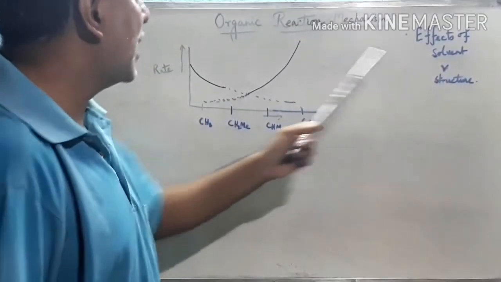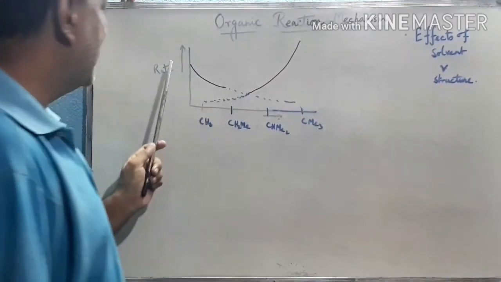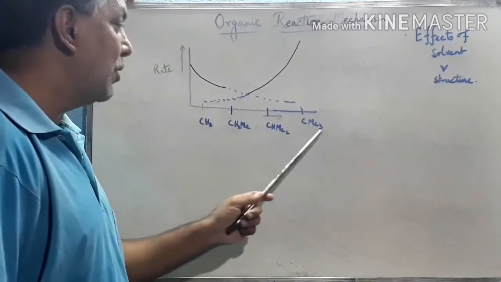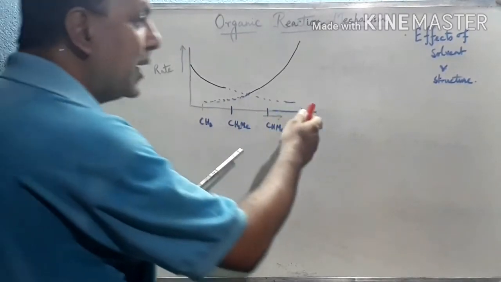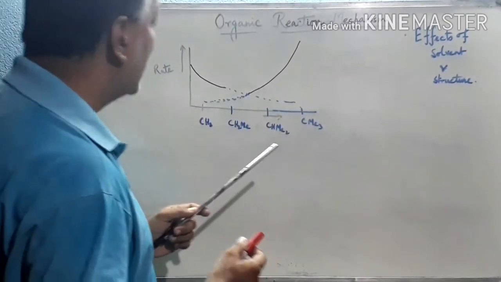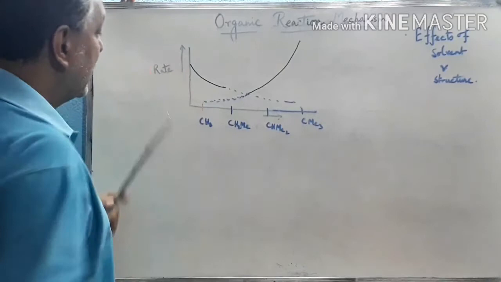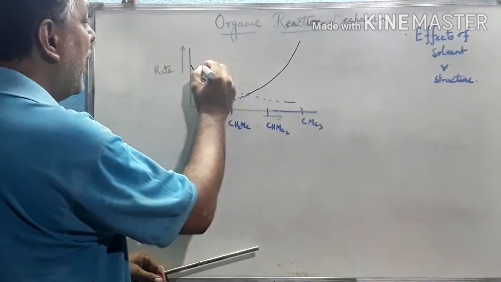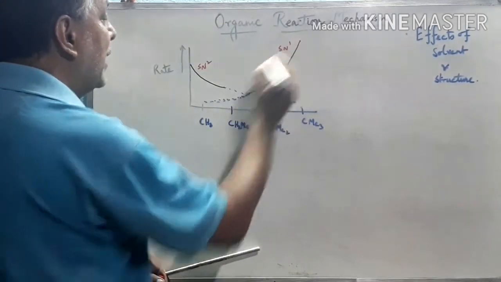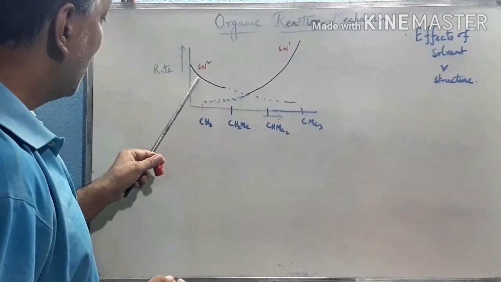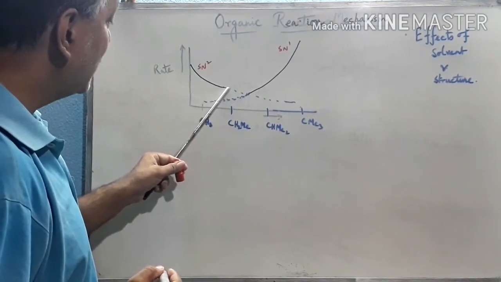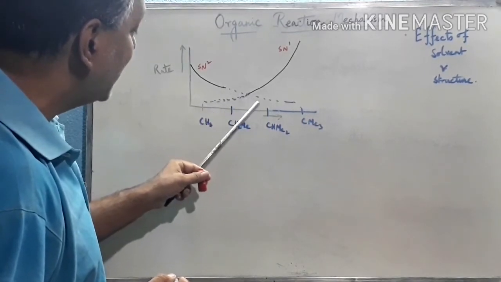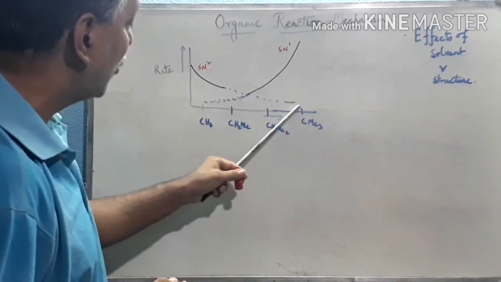Now see the effect of the structure on the SN2 and SN1 mechanisms. See the graph, rate on the y-axis, and these groups on the x-axis. These groups are attached to the leaving group where the nucleophilic substitution reactions occur. This part starts with CH3. This graph is of SN2 and this graph is of SN1. See that SN2 is maximum for CH3. Then it decreases slowly up to CH2Me. Then SN2 doesn't occur in case of CHMe2 or CMe3, hence it is shown by the dotted line.